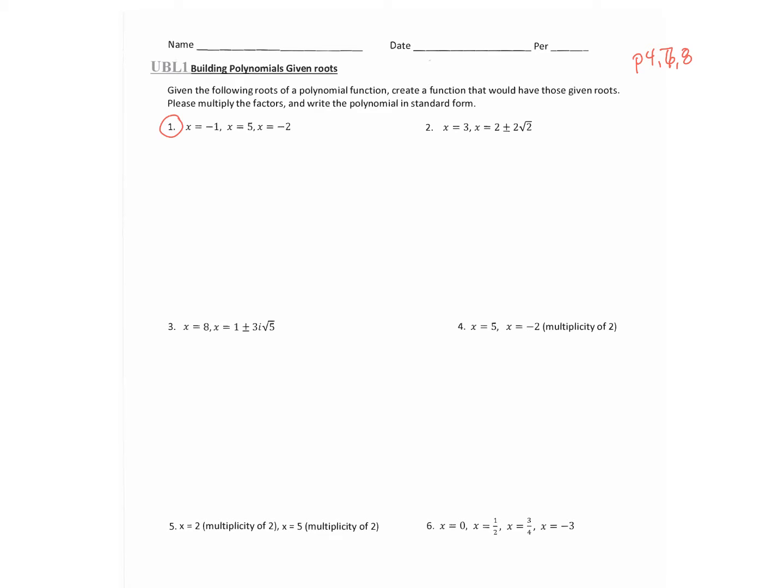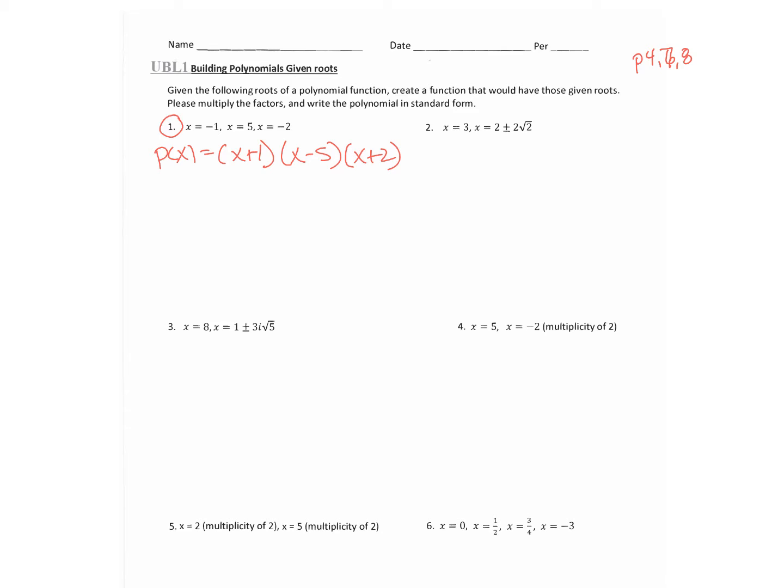On this problem, if I want to build the polynomial function, I have to figure out what factors would give me the answers x equals -1. So I know that I would have had to have an x plus 1 factor. What would give me the answer x equals 5? I would need to have an x minus 5. And finally, what answer would give me an x equals -2? Well, that would have been an x plus 2. And when I set each of those equal to 0, I would have got the 3 answers that are above.